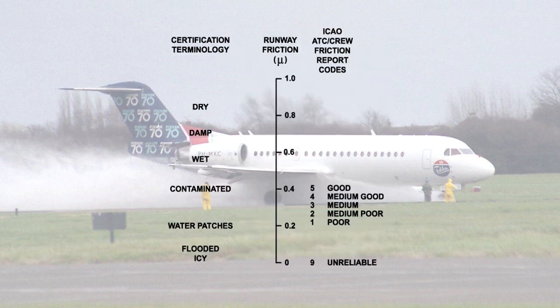Typically, on a dry runway, the braking coefficient of friction is between 0.8 and 1. But on wet, slippery or icy runways, the braking coefficient of friction can fall to less than 0.2. Shown to the left and right of the runway friction values are the runway terminology and ATC friction reports. These help to provide aircrew with more information about the conditions for landing.